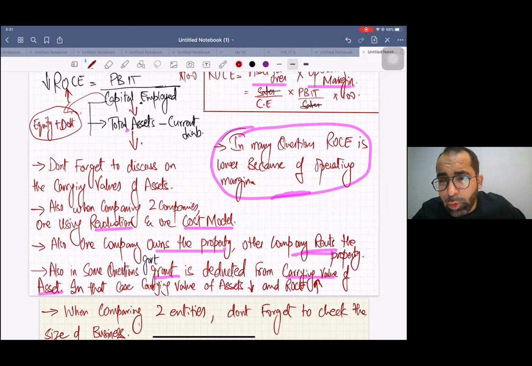Hope you remember the formula of goodwill: cost of investment less fair value of net assets of S company. So this is a mandatory thing: to bring all assets and liabilities of S company to fair value at the time of acquisition. At this time you don't have any choice.